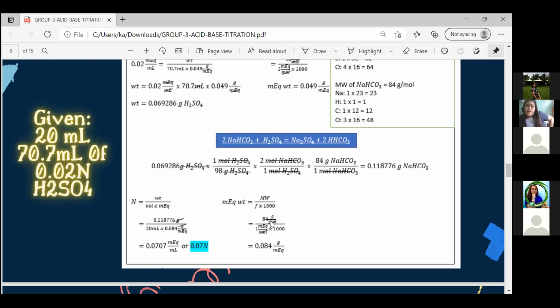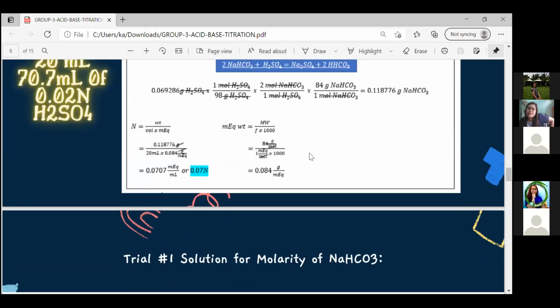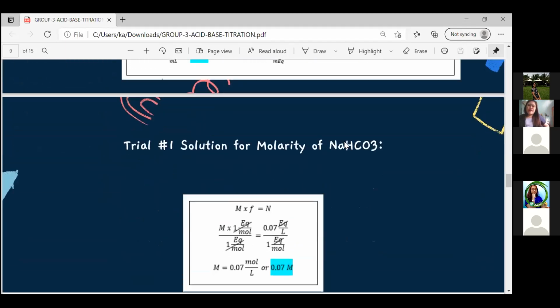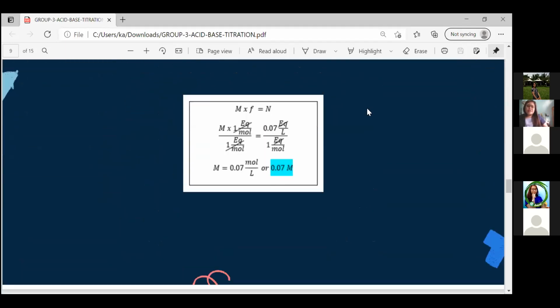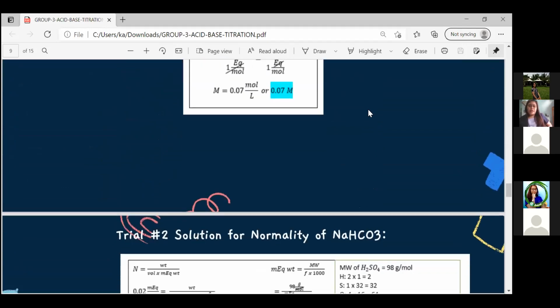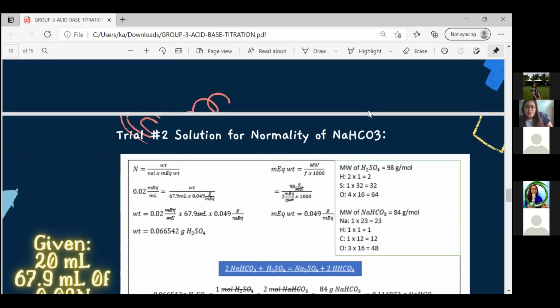So this becomes now 84 divided by 1,000. Thus, we use MEQ weight. It's 0.084 grams per MEQ. So kung atuan na ni siyang isolve, yes, this is correct also, 0.07 normal. That is the concentration for our first sample. Pero actually, the same ni siya for the second tablet or for the second sample class. Balikan ako na si molarity later.